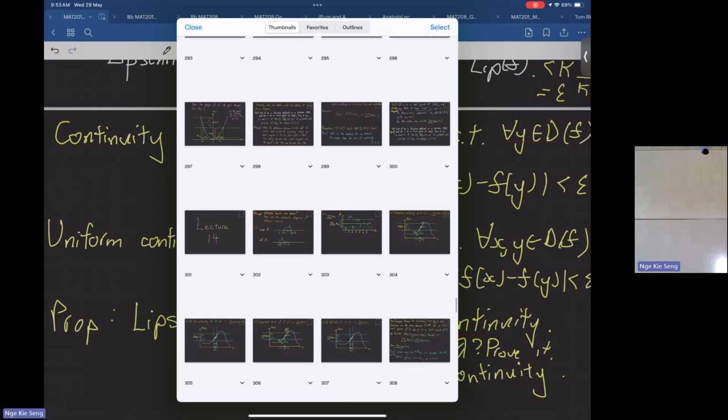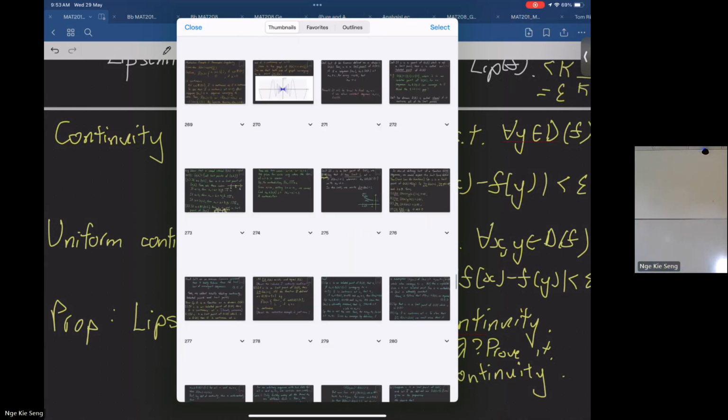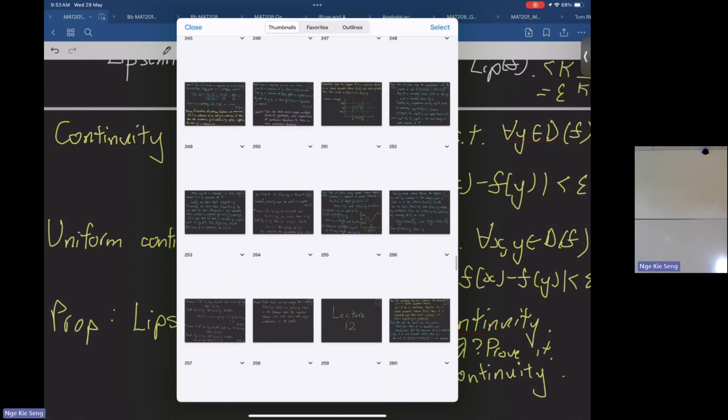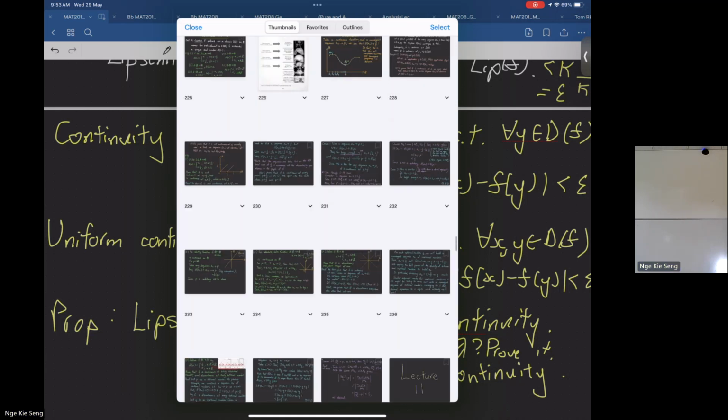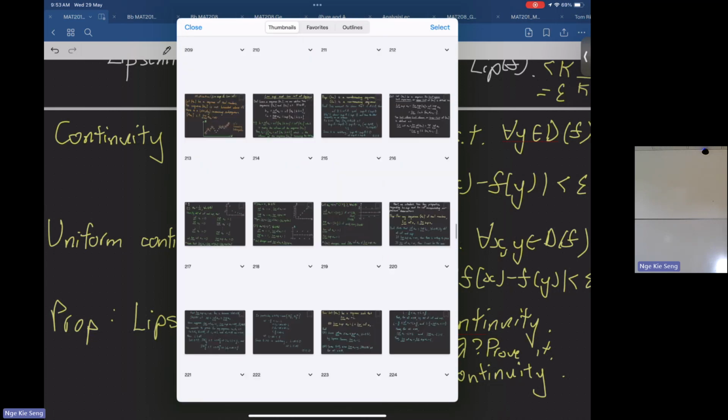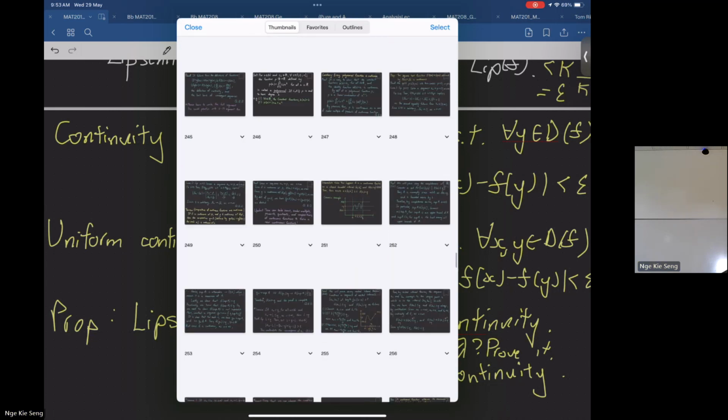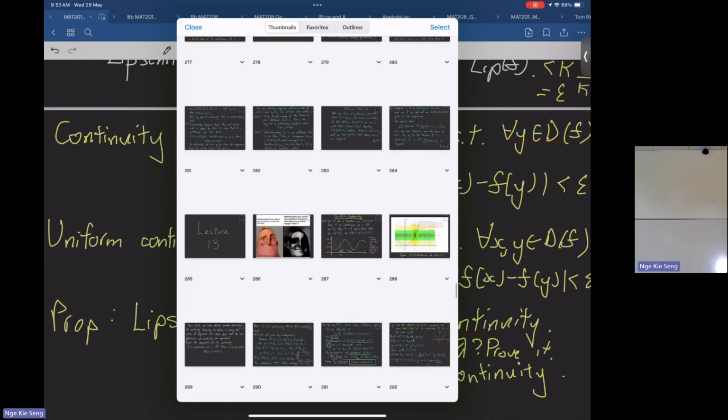Oh, bless you. Where's the example we did last time? Where's the uniform continuity example? Wait, let me find the example we have now.